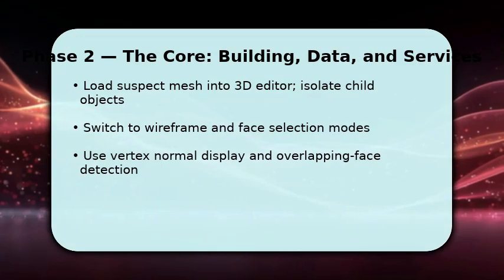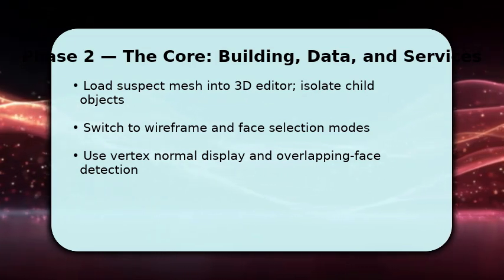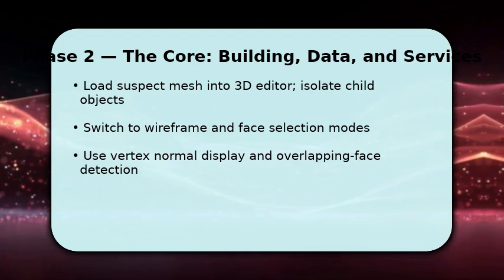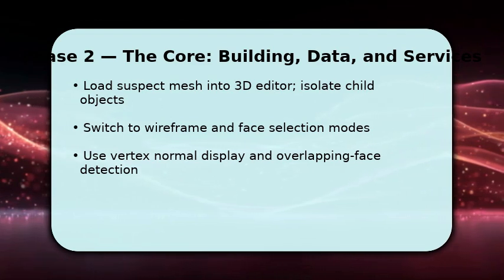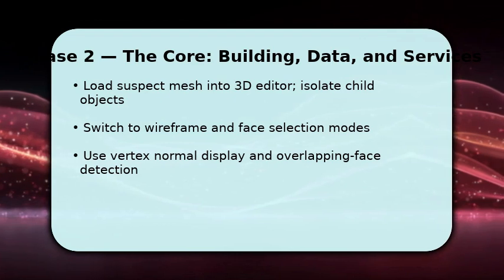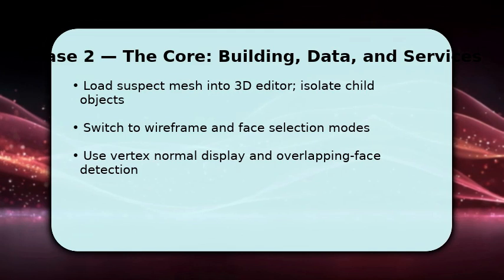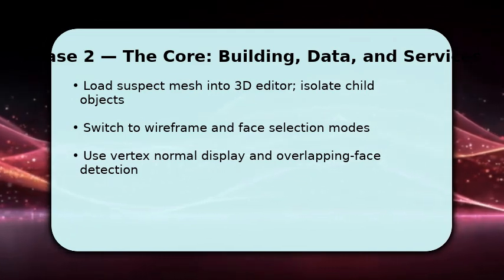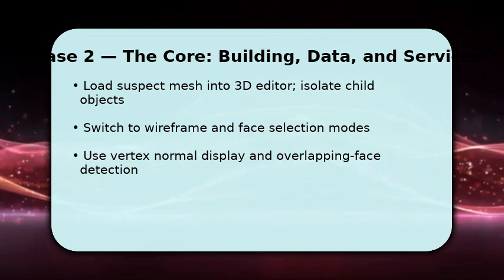You now open the duplicated asset in your 3D editor and isolate the Berry baby mesh. Switch to wireframe and face selection so you can see hidden polygons. This reveals stray faces quickly. Then toggle vertex normals and look for inverted or duplicated normals. These cause visual glitches. Use overlap or non-manifold detection tools to flag faces that share exactly the same vertices. Once identified, mark them for removal or merging. This prevents flicker and lighting artifacts later on.